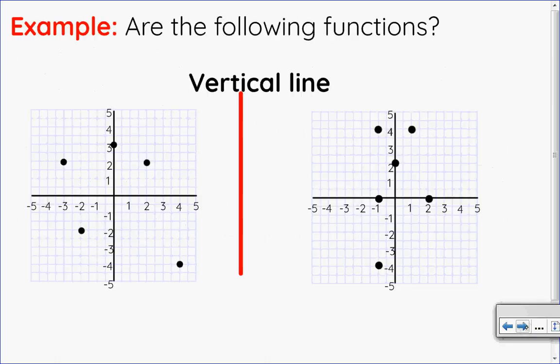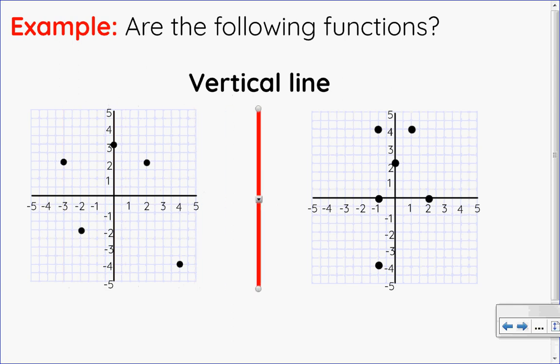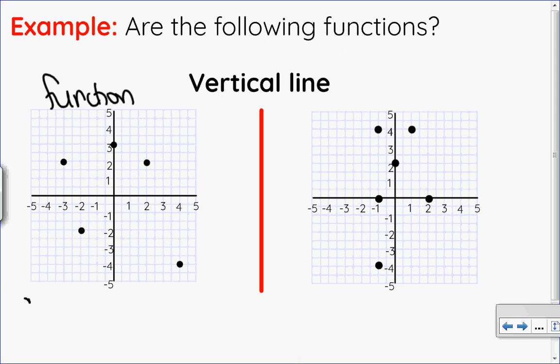Let's look at an example. So I want to know, are the following functions? So what I'm going to do is slide a vertical line across here and see if it touches once. So it only touches once, once, once. So I can see in this example, for every one X, there is only one Y. So this is a function. It is a function because I can say it passes the vertical line test.